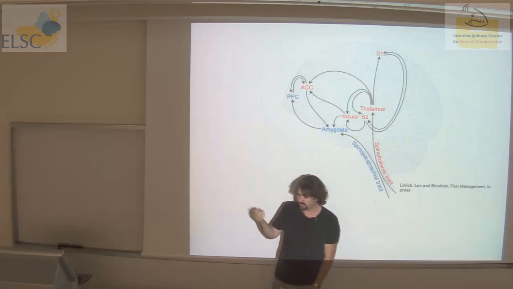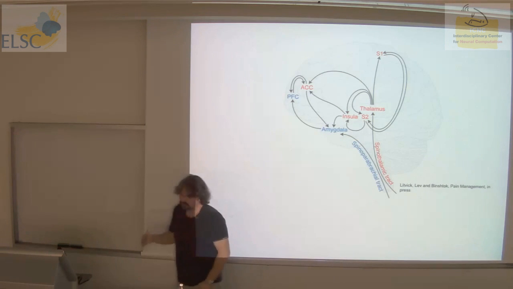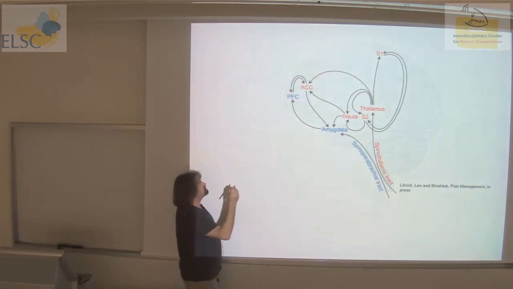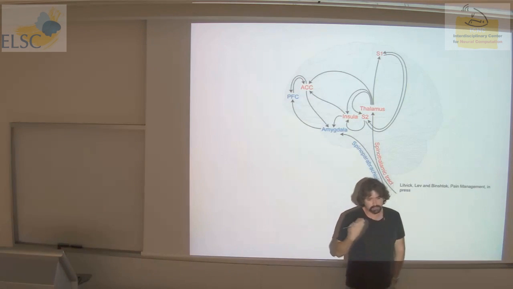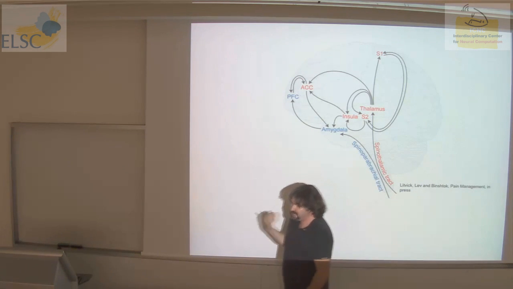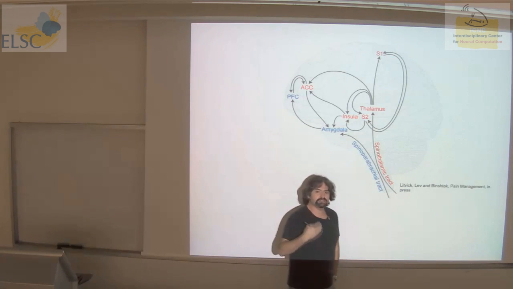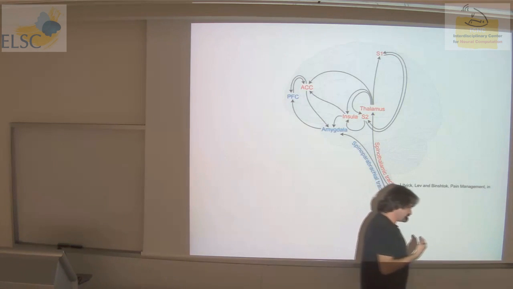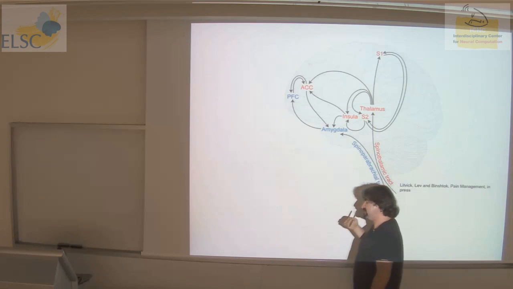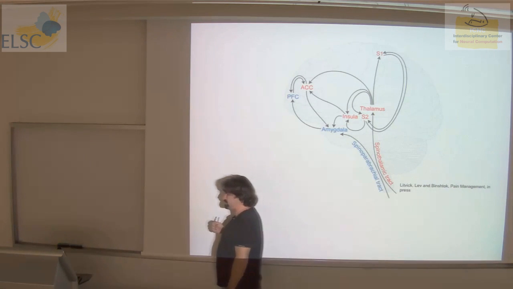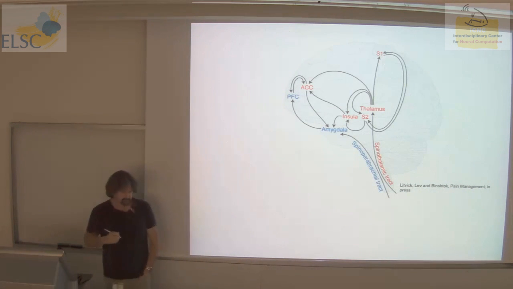There are several areas: primary somatosensory cortex, secondary somatosensory cortex, anterior cingulate cortex, prefrontal cortex. All of them are activated by acute pain, and all of them are modulated by chronic pain, or as a result of chronic pain. So we have changes in architecture, in connectivity, and in function of these areas in humans that suffer from chronic pain.